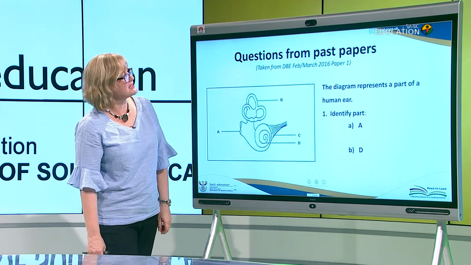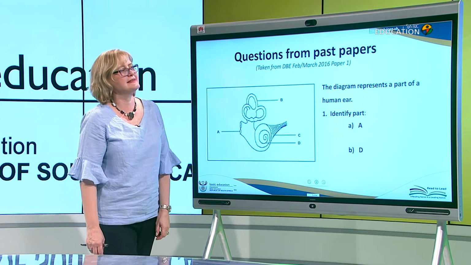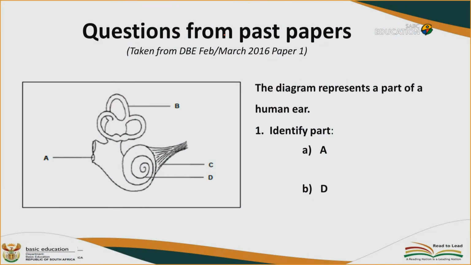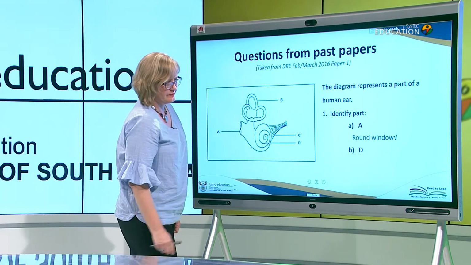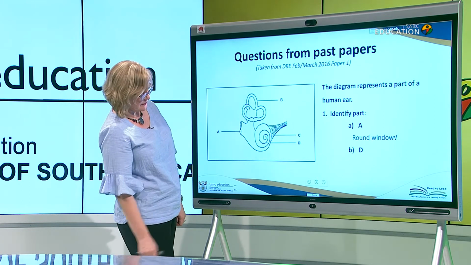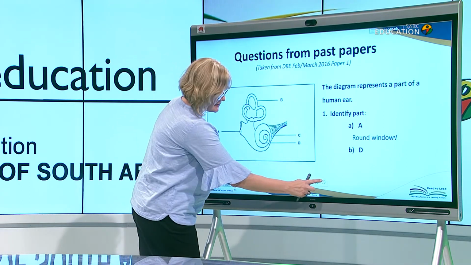Questions taken from March 2016, paper 1. Right, the diagram represents a part of the human ear. Okay, you can see what we have here. It's a little snail, isn't it? The inner ear. Identify part A. Where is part A? Look, there's a small little round thingy there at the bottom, would be the round window. D, the cochlea. That's easy peasy.